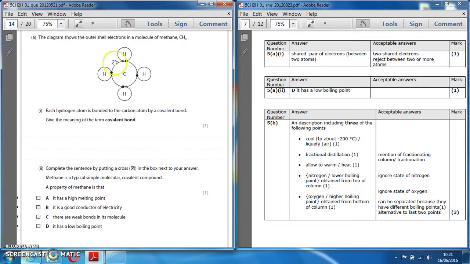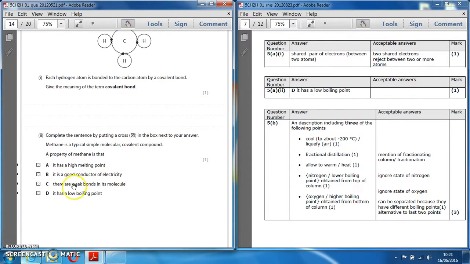Properties for that, well, covalent bonds themselves are strong, but if we had another methane copied and pasted next to it, there'd be no bonds between them, so there's no forces at all really between them, or very, very weak ones. So it's dead easy to separate them and turn them into a gas. So that means it's got a low boiling point, option D. It can't conduct because it's not got charge.